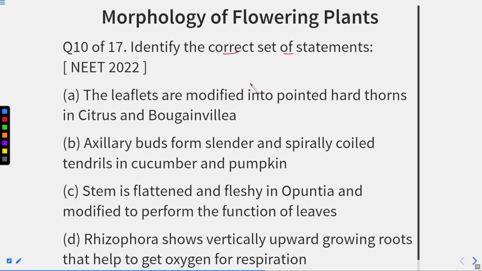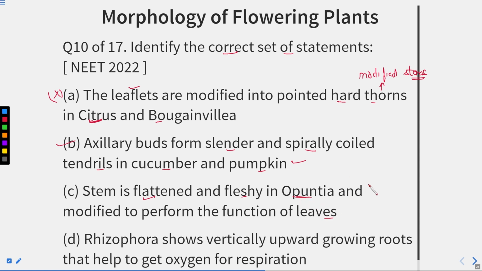The first is that the leaflets are modified into pointed hard thorns in citrus and bougainvillea. So this is not correct. What are thorns? Thorns are modified stem. They are not leaflets. Now option B, axillary buds form slender and spirally coiled tendrils in cucumber and pumpkin. So this is true. Then we have the stem is flattened and fleshy in opuntia and modified to perform functions of leaves. So this is also true in opuntia.